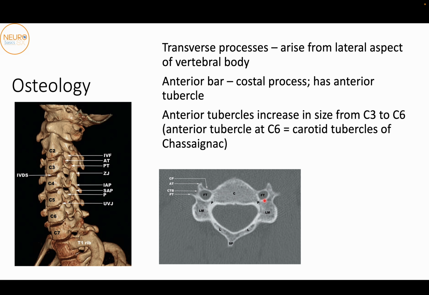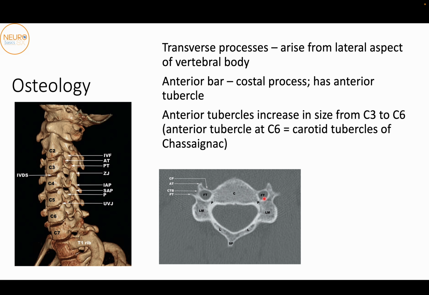Just in front of the transverse process, you have the foramen transversarium through which the vertebral artery is going to run. The foramen is covered anteriorly by an anterior bar, and that is known as a costal process. This is basically analogous to the rib process of the thoracic vertebra. Now this has an anterior tubercle, and the anterior tubercle will increase in size from C3 to C6. The anterior tubercle at C6 is also known as the carotid tubercle of Chassaignac.